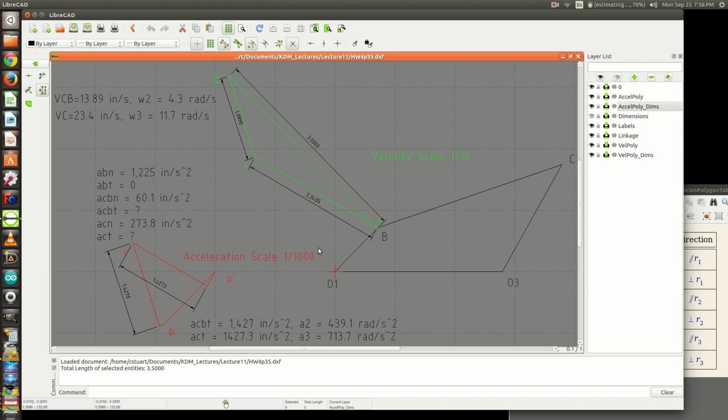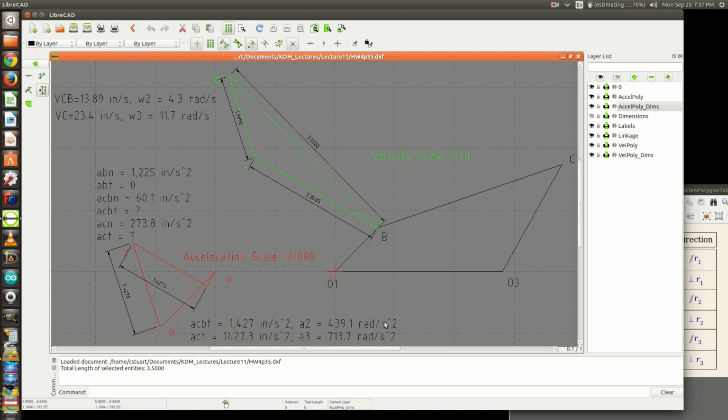My scale factor is very small for this figure. It's 1,000 to 1. So I see then that using this number, alpha 2 is 439.1 radians per second squared. I can also measure my acceleration polygon to get the tangential acceleration of C, and from that calculate that the angular acceleration of link 3, or the rocker, is 713.7 radians per second squared.